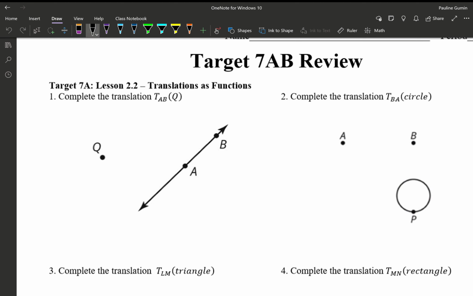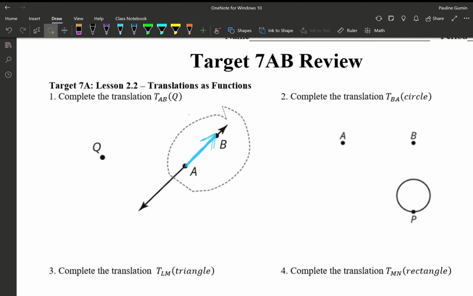T_AB(Q). So what this means is translate Q the distance of AB, in the direction of AB. All right, so first let's find the distance from A to B. There it is, I marked it in blue. And the direction of AB. So there's an arrow, AB. Remember, it's going from A to B. So you can use a ruler.